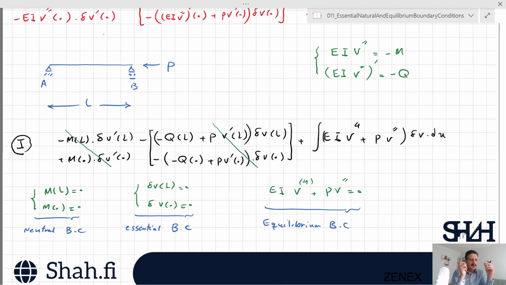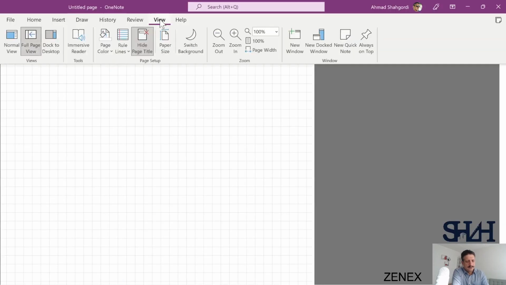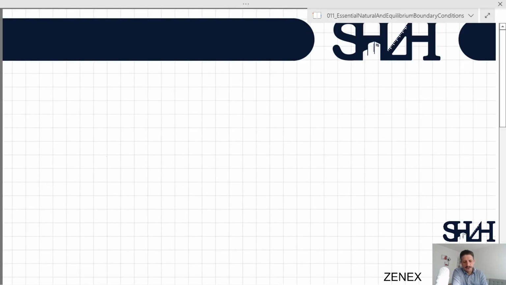It might be a little bit weird that we already knew these two conditions for the bending moment and deformation. In this example, it might be hard to explain, especially the natural boundary conditions. Let's go through the other example. It might be a better example to explain for a cantilever one.